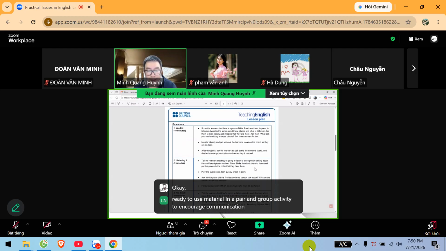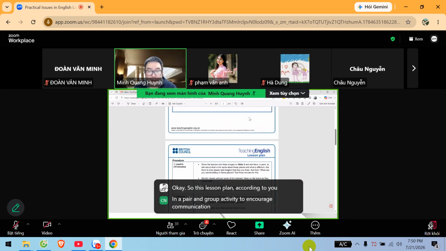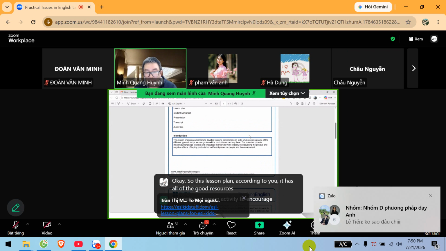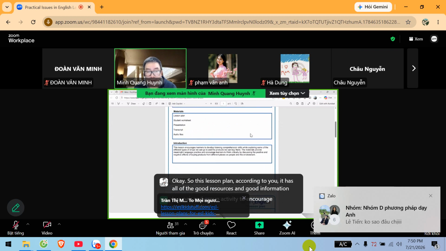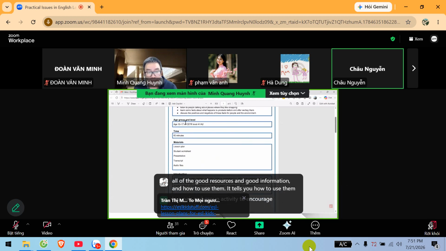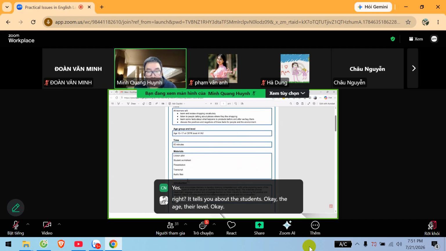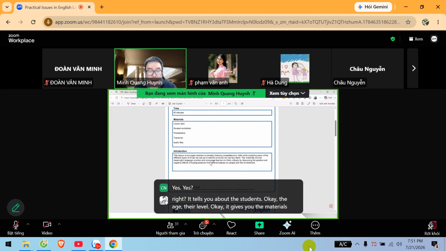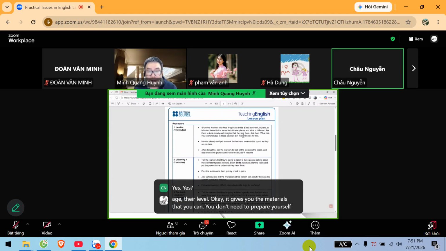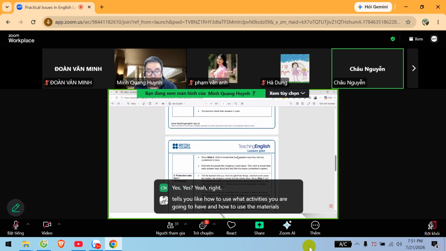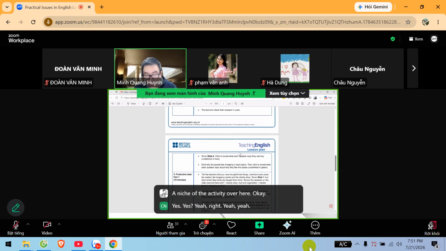So this lesson plan, according to you, has all of the good resources and good information, and it tells you how to use them, right? Yes. It tells you about the students, their age, their level. It gives you the materials that you don't need to prepare yourself. And it tells you what activities you are going to have and how to use the materials in each activity. Okay, good. All right, very good.